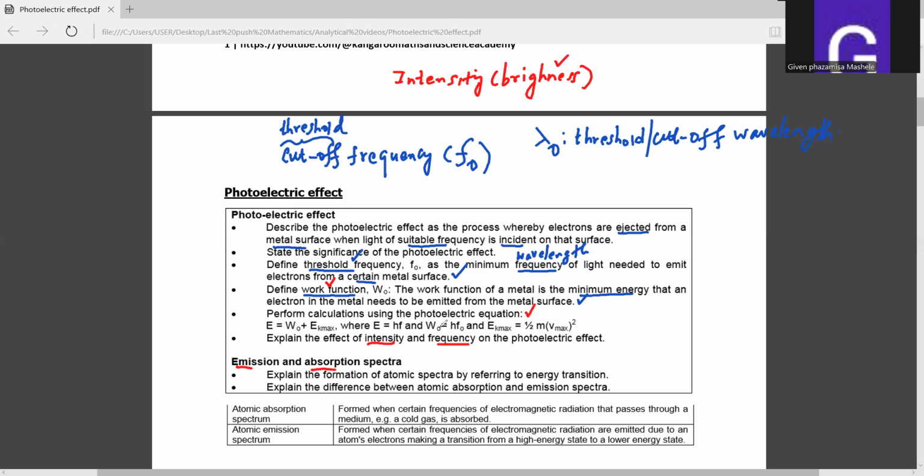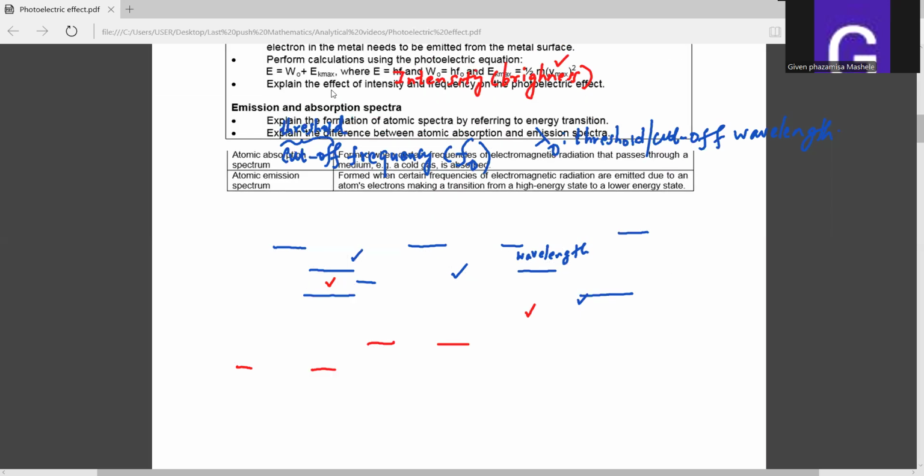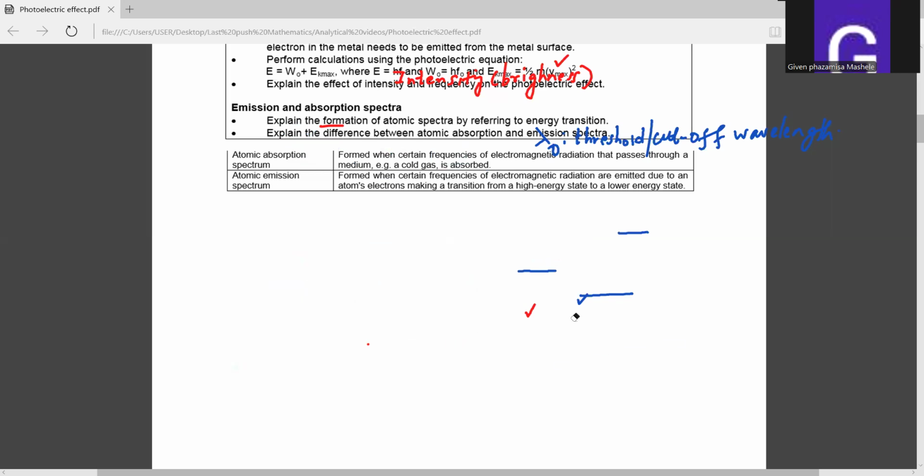Right, without wasting time, ladies and gentlemen, let's now deep dive into the photoelectric effect. This was just the basics. Remember, the photoelectric effect, as I said, is the process whereby electrons are ejected from the metal surface when light of a suitable frequency is incident on, or shone onto, that metal. So let me go deep and explain the key aspects of the photoelectric effect. This is one of the easiest, guys. I believe you'll enjoy this session. Let me take you through it step by step.